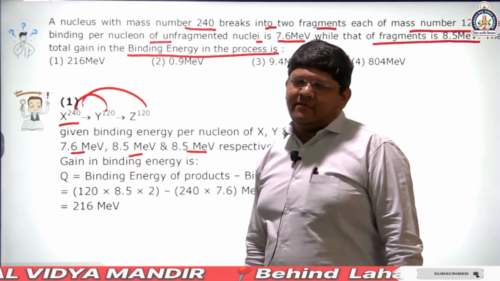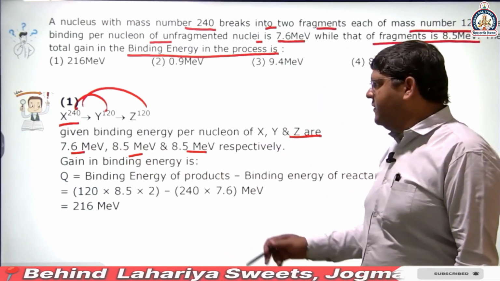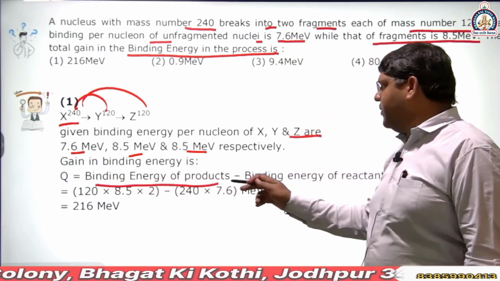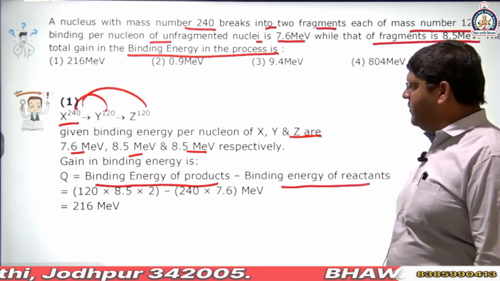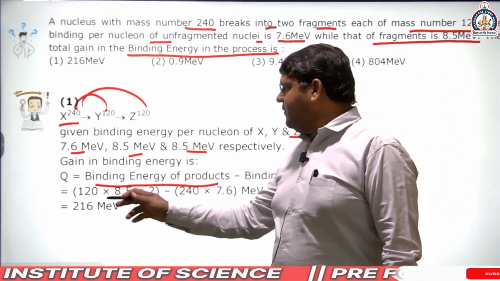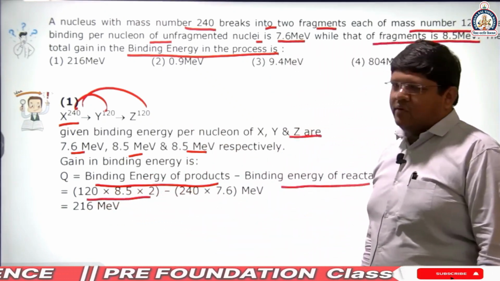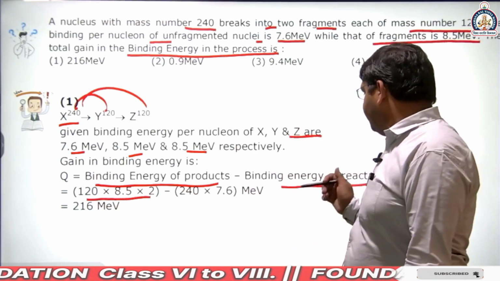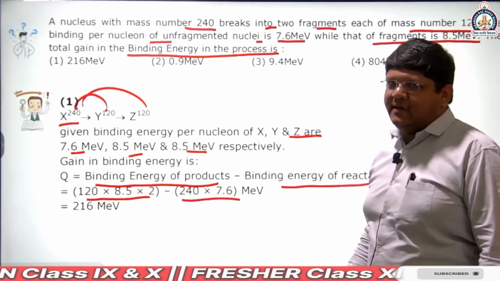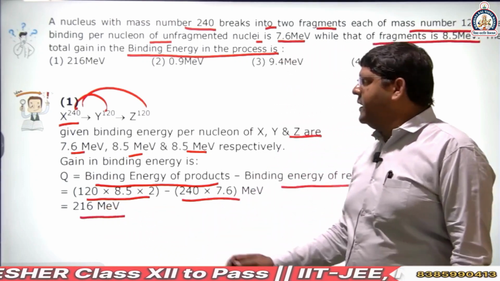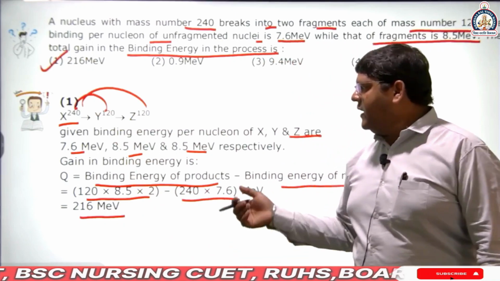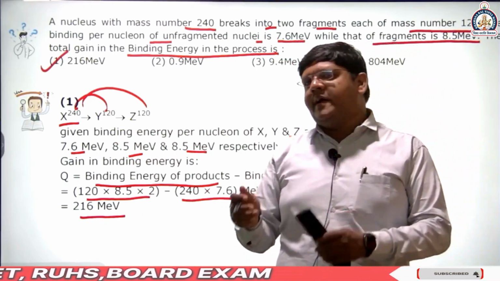We have to calculate the gain in binding energy, which can be simply calculated as binding energy of products minus binding energy of reactant. So the binding energy of products comes out to be 120 into 8.5 into 2 minus the binding energy of reactant, which is 240 into 7.6. The resultant is 216 mega electron volt. That is our option number 1. So we have just calculated the gain in binding energy.